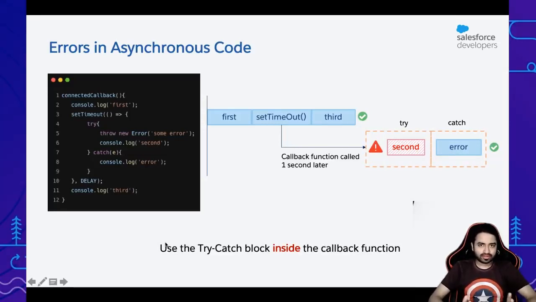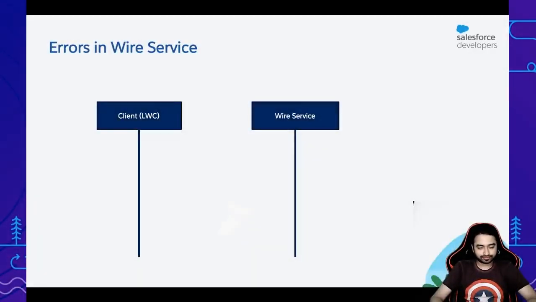I'm using the word transaction so that it's much easier to understand, but JavaScript executes in a slightly different way. We won't get into that complexity for now. So this is how you handle errors in synchronous and asynchronous code. This is the basics. But now let's get into something that is very specific to Lightning Web Components. That is the wire service.